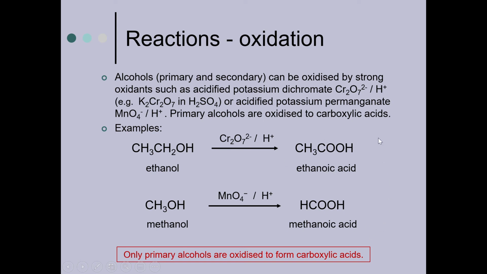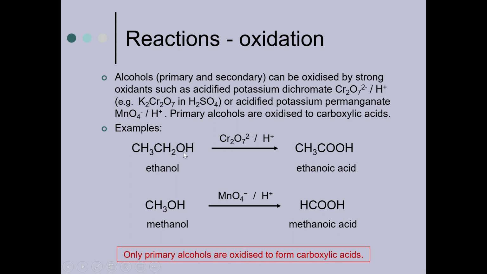So this is a new homologous series we're talking about here. Secondary alcohols will produce something called a ketone, but we don't look at them this year. And also in these reactions on the screen here, they actually go through an intermediate product, which is an aldehyde. But again, we won't look at it this year. We'll just consider them going from the alcohol into the carboxylic acid.